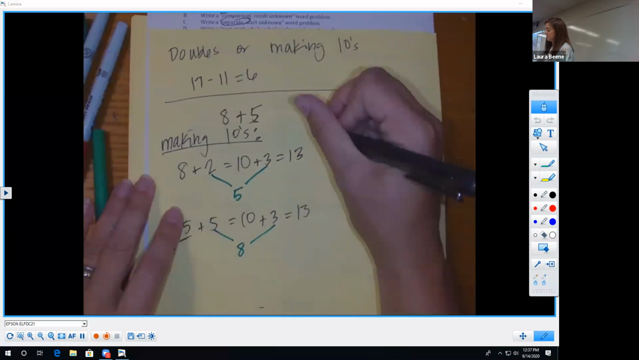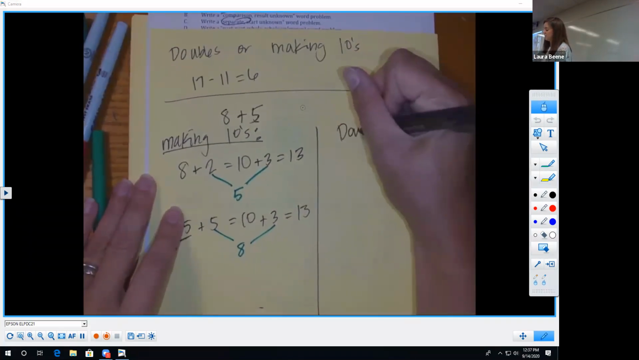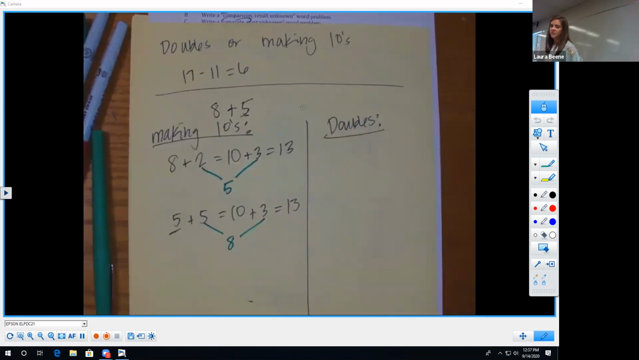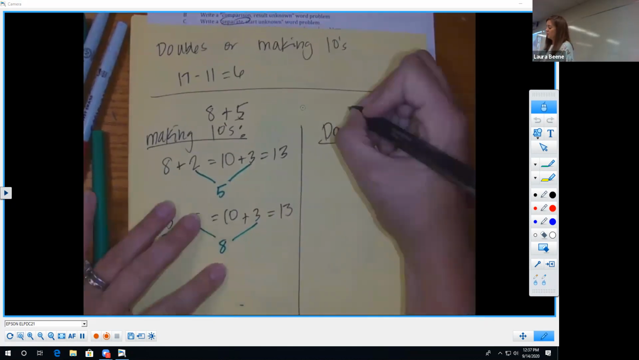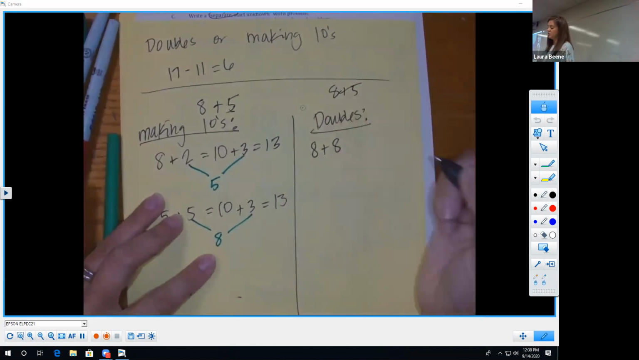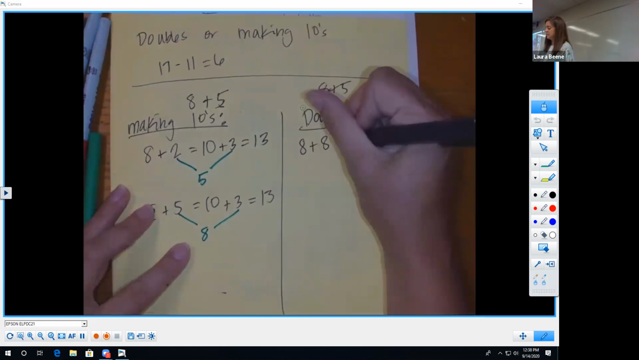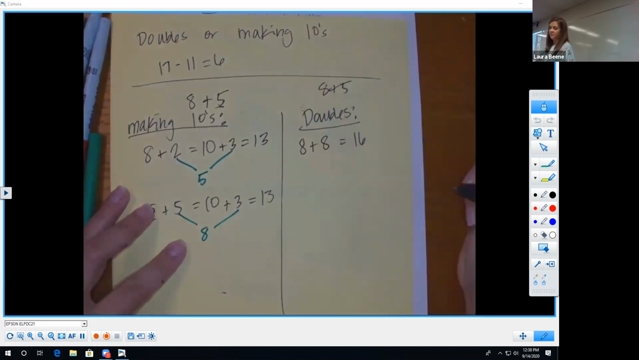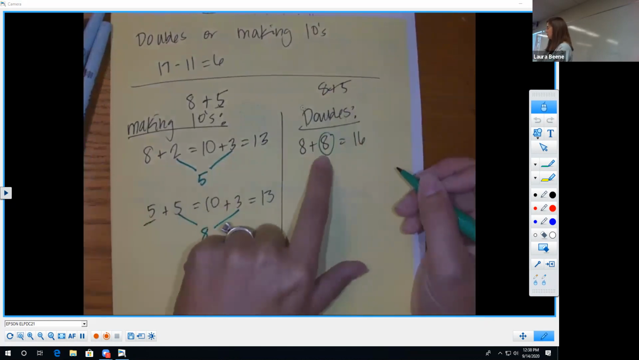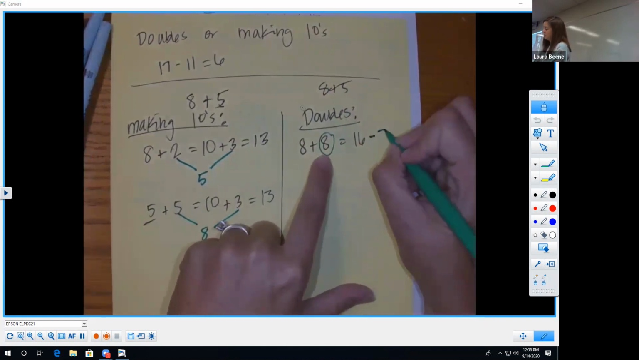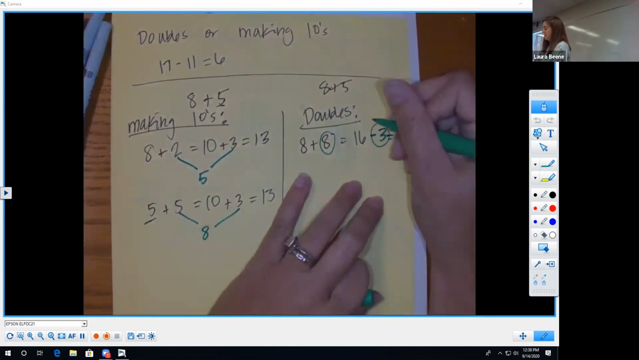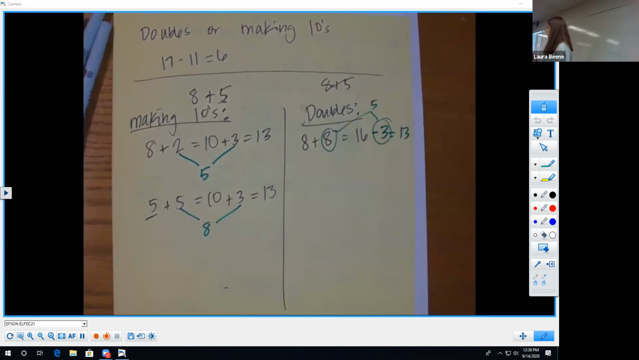Some people also do doubles with that. I think I'm too old for doubles. I think doubles is a newer thing. But if you did doubles for 8 plus 5, you add your 8 doubles. 8 plus 8 is 16. Well, I only needed to add 5, not 8. So I added 3 too much. So I'm going to take away 3 to get 13. And that 8 minus 3, that's the 5.